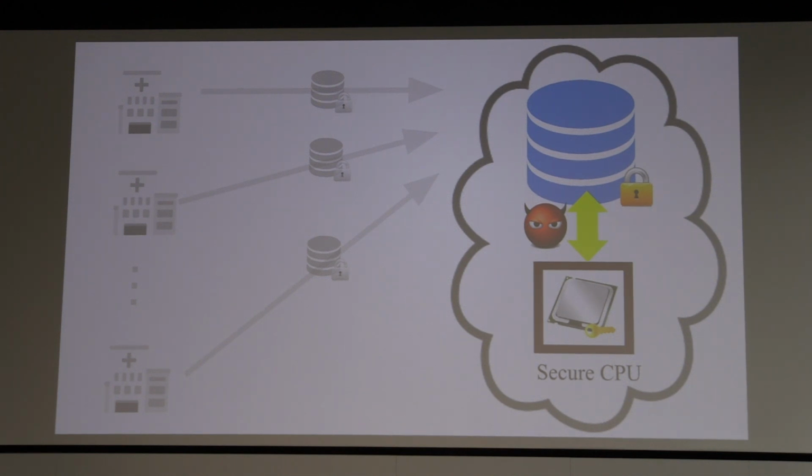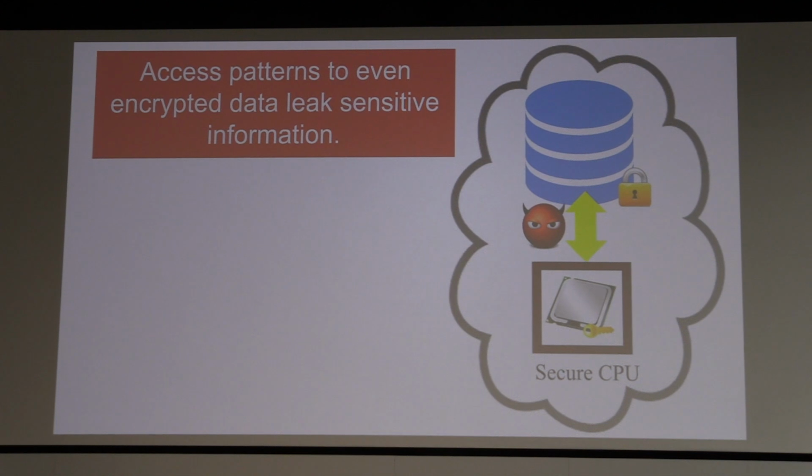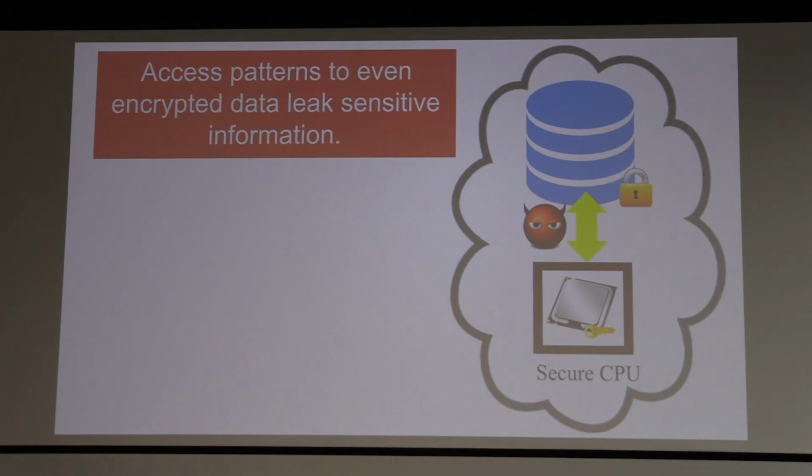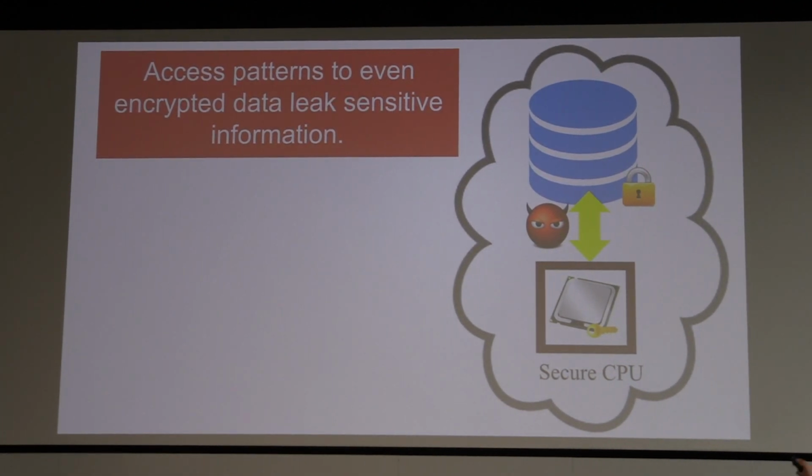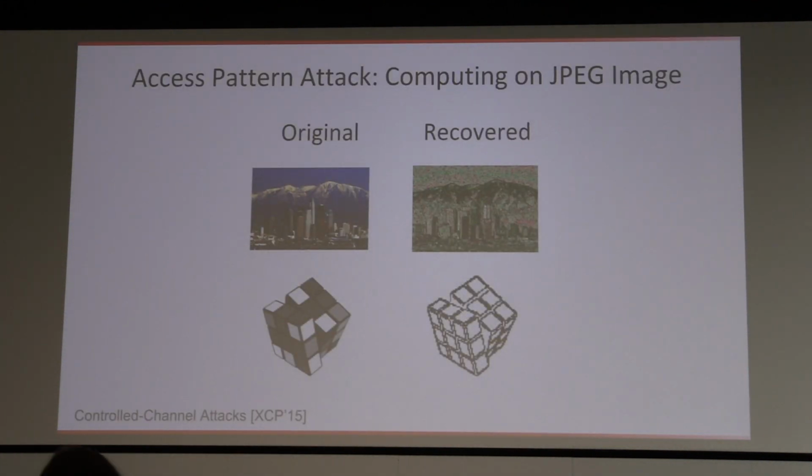But as we all know, encryption alone isn't sufficient for guaranteeing privacy. In this case, the CPU would have to access the data during the computation, and access patterns to even encrypted data can leak very sensitive information. And this is a well-known fact. There have been many attacks that exploit access pattern leakage. And here is a more recent attack.